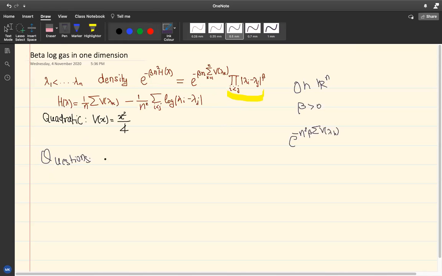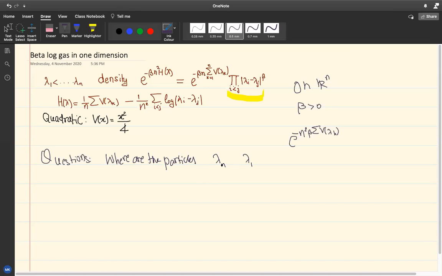So one of them is, where are the particles? So where are they? I mean, how far? On the real line, we know there is this probability density, but where are the particles actually? So, for example, how big is lambda n, or how small is lambda 1?